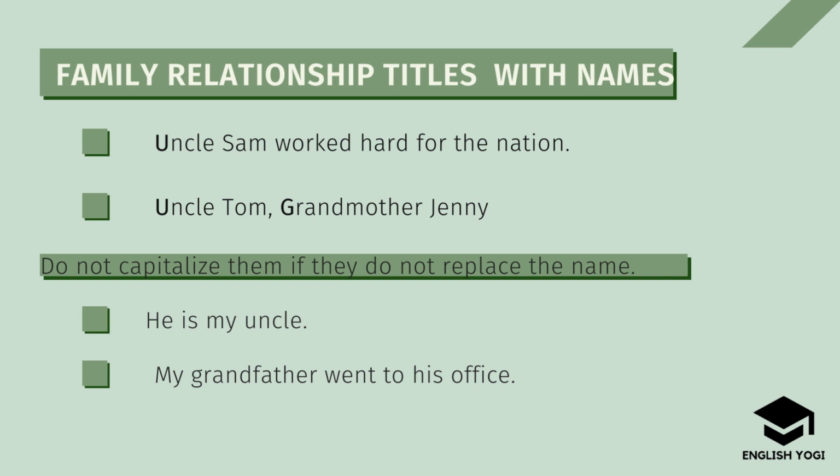And similarly, he is my uncle. In this third example, uncle's U is not capitalized, because after uncle there is no name. So we should keep in mind that whenever we use family relationships in a sentence along with names, we have to write the first letter of the family relationship title in capital. Second example: my grandfather went to his office.